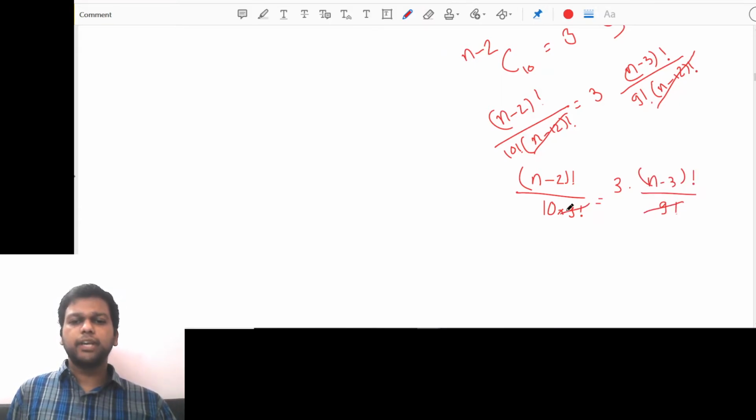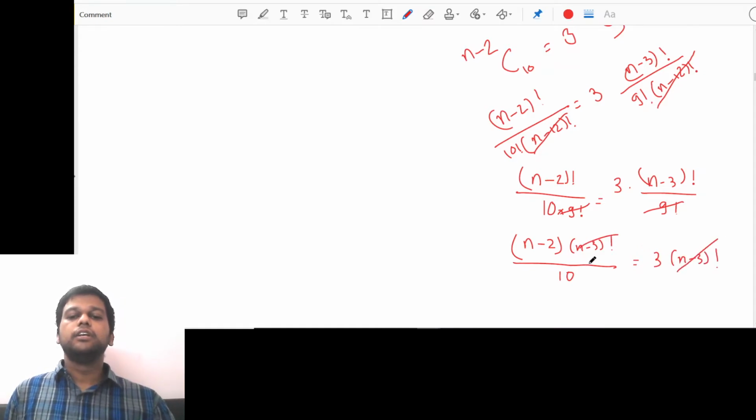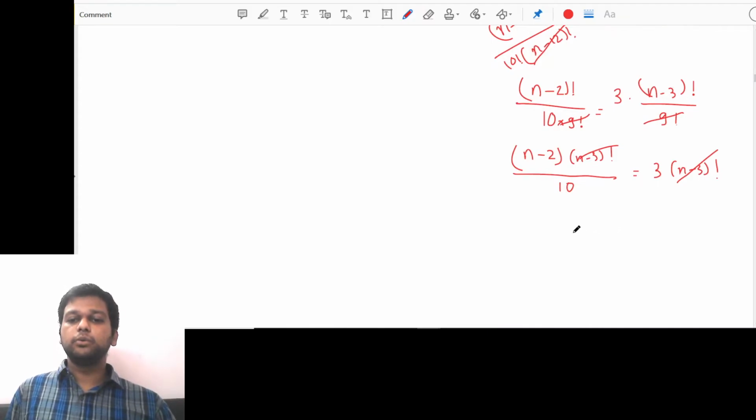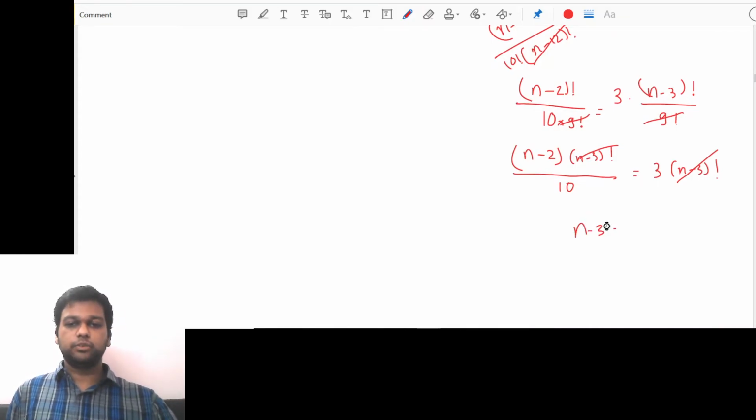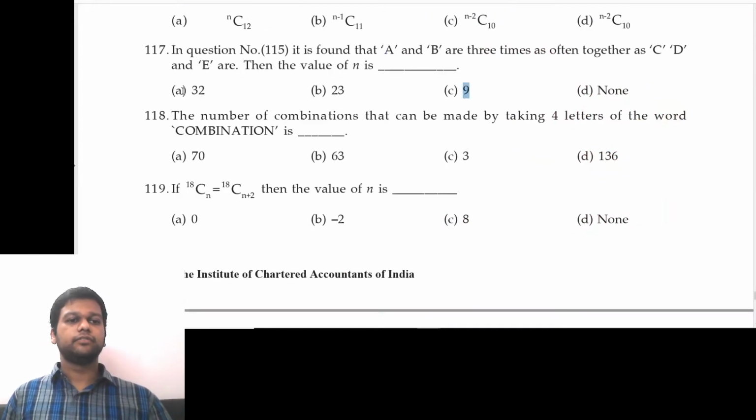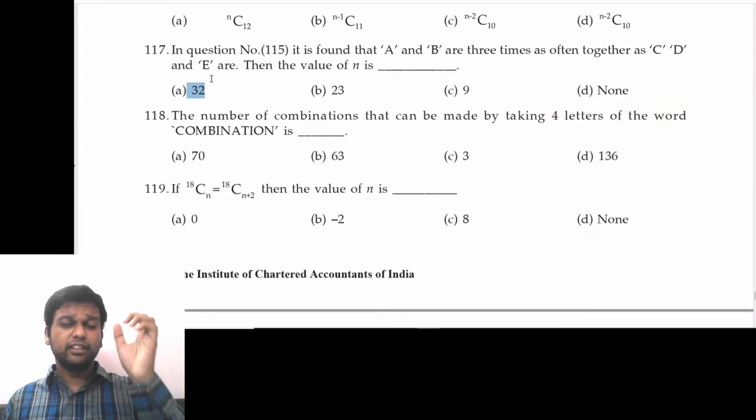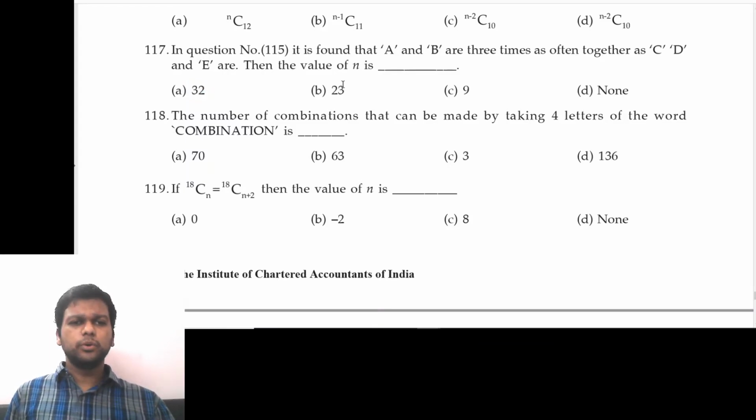So 9 factorial can be cancelled. Okay, fine. n minus 2 factorial can also be written as n minus 2 and then n minus 3 factorial, which we can cancel, divided by 10 is equal to 3 into n minus 3 factorial. So this can be cancelled. So n minus 2 is 10 into 3, 30. n minus 2 is 30. That means n is 32, option A. You can go by options, but those numbers will be very large. So 32 is correct. Next.